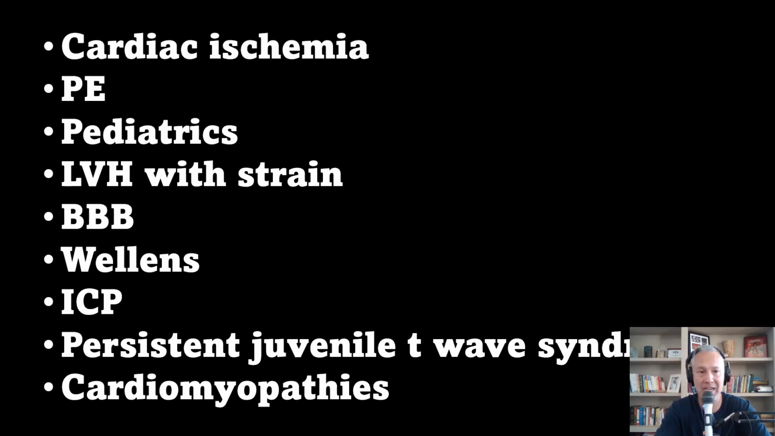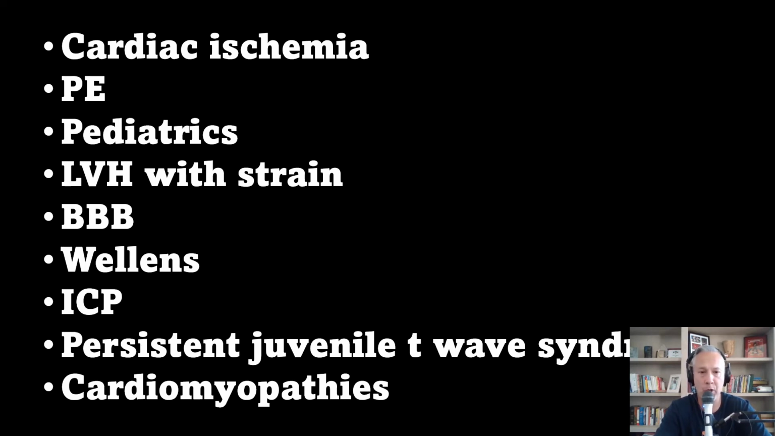Pediatrics: in pediatric patients, it may be completely normal to have inverted T waves, particularly in children under the age of 8. That's completely normal. So when you do that EKG on that 6-year-old, and you see inverted T waves, mainly in the right precordial leads, V1 through V3, you would expect to see that.